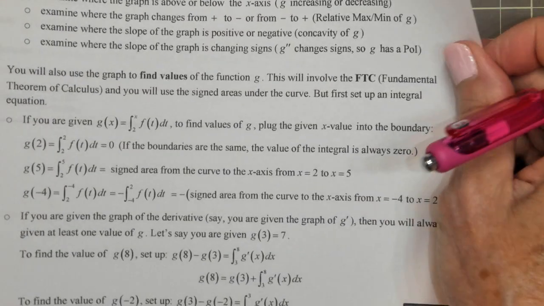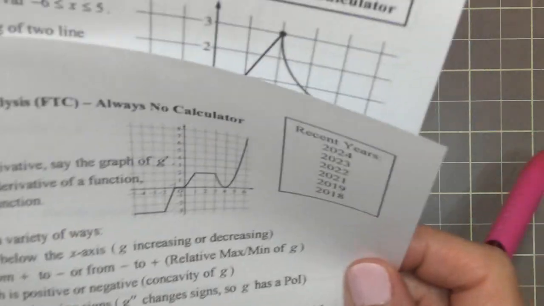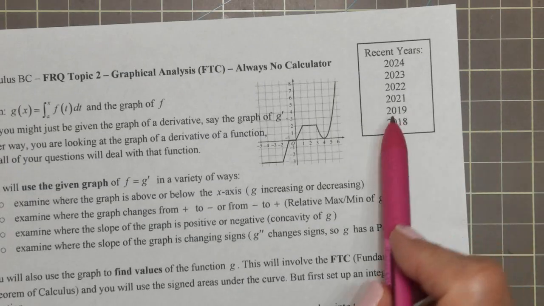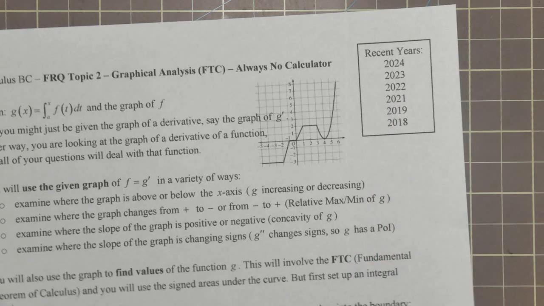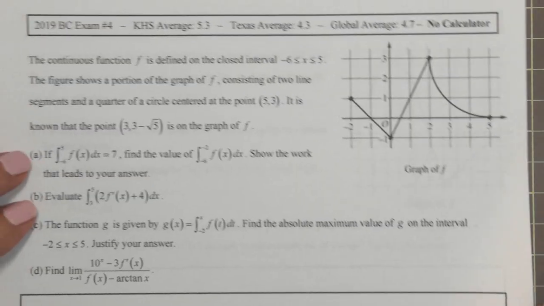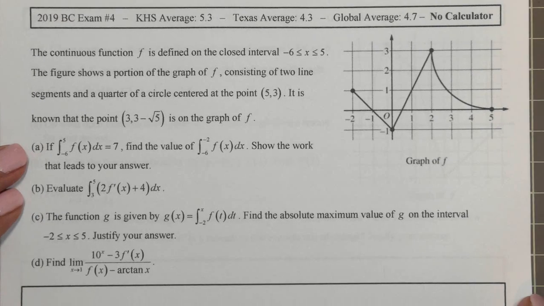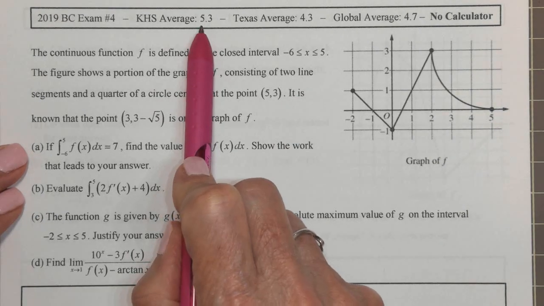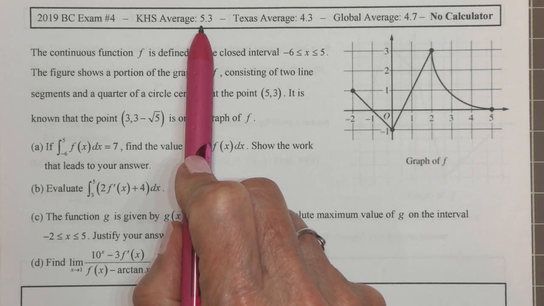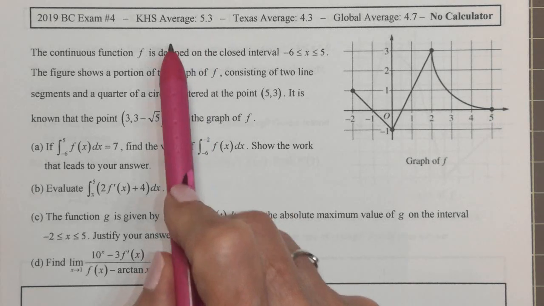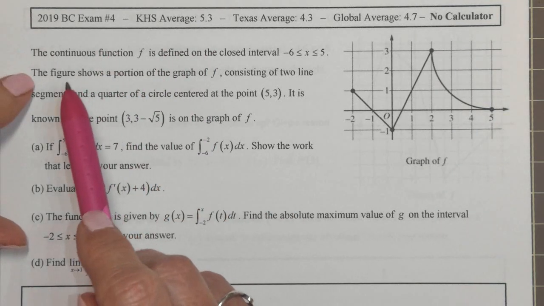We're going to be doing, let's see, what do I have here? I'm going to be doing 2019 and 2021. So let's take a look at 2019 first. Pretty high, very high average that year, 2019.